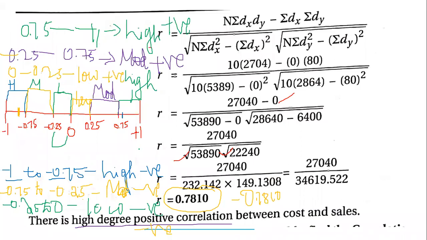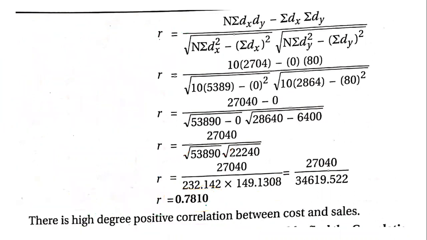Everybody understood? Anybody still has doubt? So did you understand how we got high degree positive correlation here? 0.7810 is a positive number, so positive correlation. And 0.78 is more than 0.75, so it is a high degree. So high degree positive correlation. Can we go for the next question?